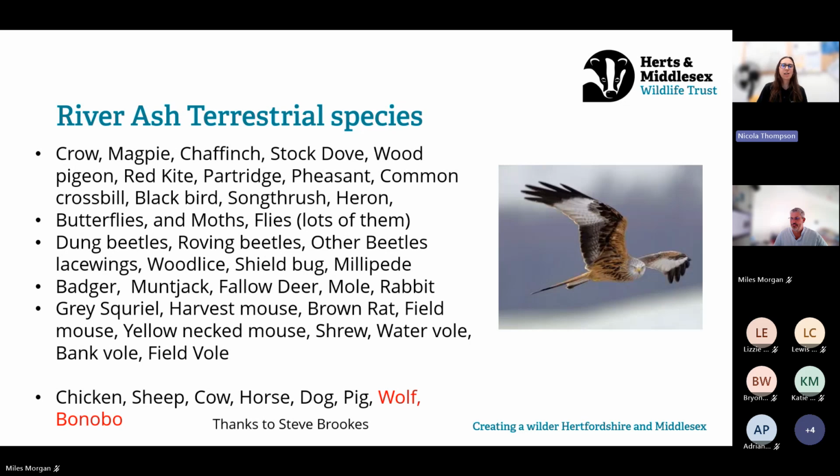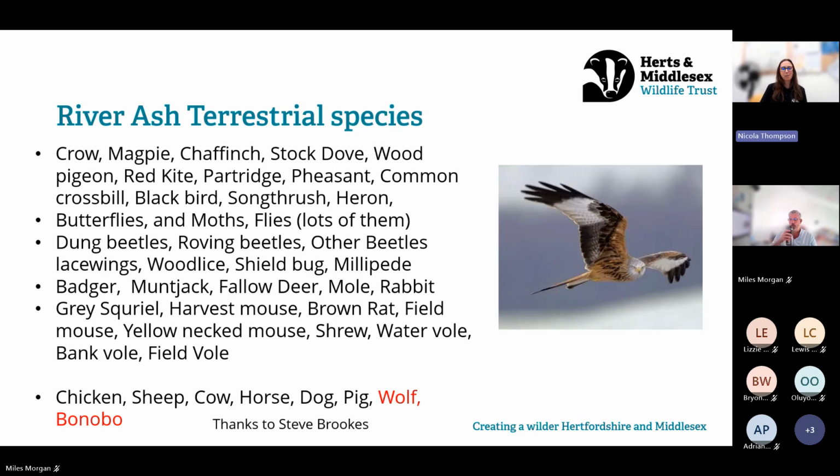So we've got things like red kites, and we've got badgers, which are my favourite. We've also got millipedes and many beetles, mice, water shrews. There are so many species here that it's showing us that through monitoring the water, you can actually think about the wider environment and the wider habitat, which I think is really exciting.